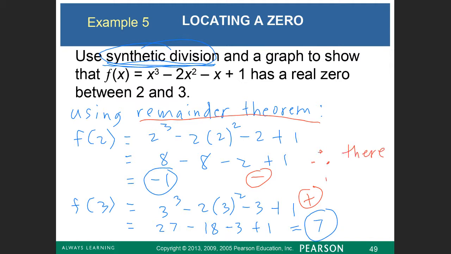Okay, the 3 dots here represent "therefore." So there is a real zero between 2 and 3. So that's the answer. And then we will show you the graph for x cubed minus 2x squared minus x plus 1. So let's show it to you next.